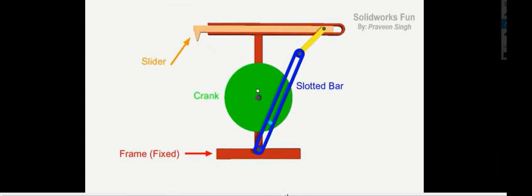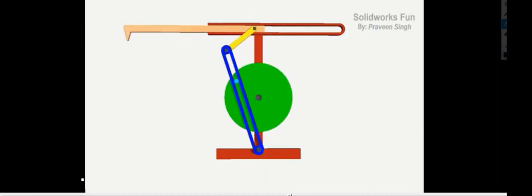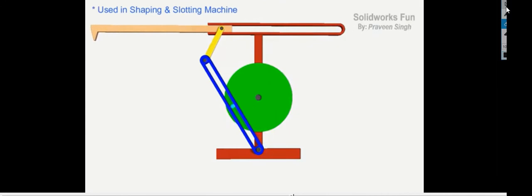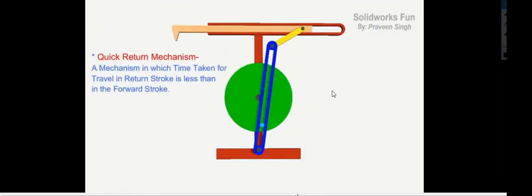Again, slotted bar, crank. Just try to understand what is a crank and slotted lever mechanism. So forward stroke is long. You see, a mechanism in which time taken for travel in return stroke is less than the forward stroke. Because the application of this comes in different machine tools. This application basically comes in a machine called shaper machine. So we will have a cutting operation in the forward stroke and we will be returning the tool idle in the second stroke.